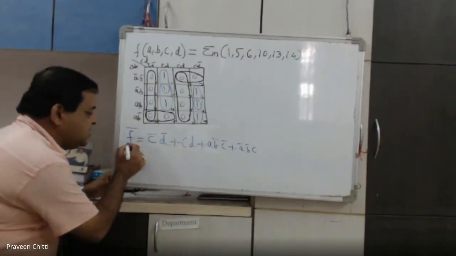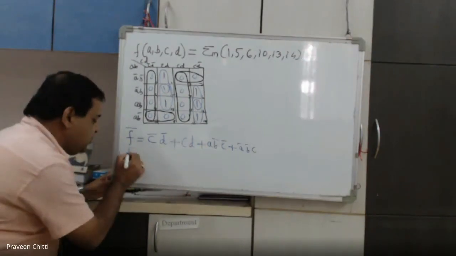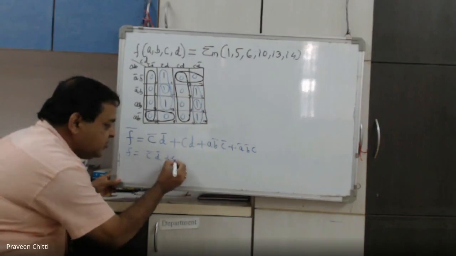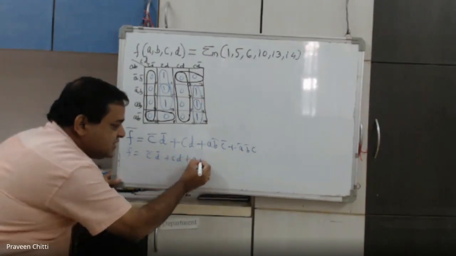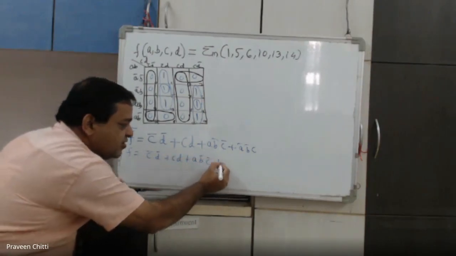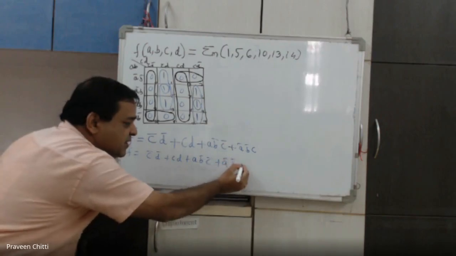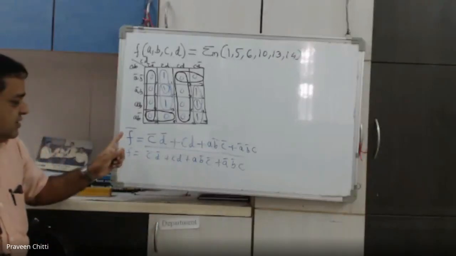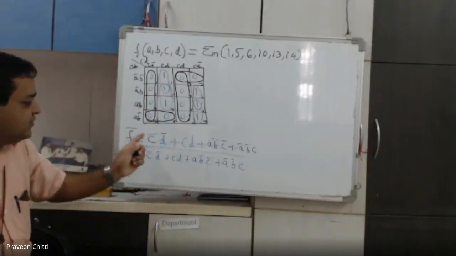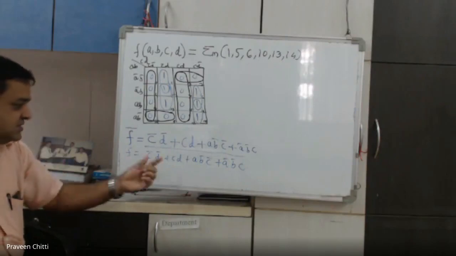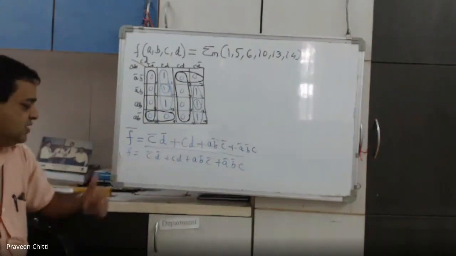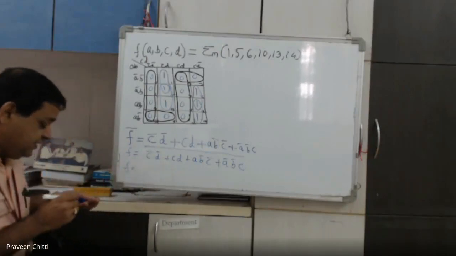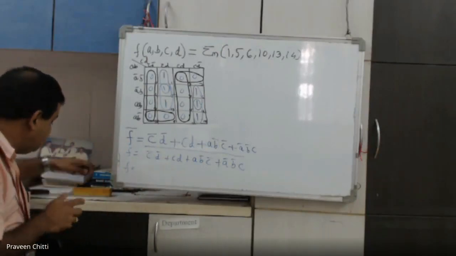So what you do is, F bar equals this: C bar D bar plus CD plus A B bar C bar plus A bar B bar C. Is that clear? F bar equals this. So what is F? You have to take the complement of this. If you take the complement of both sides, you will get F. And now you can easily write the complement of this. For that, you should know what is called De Morgan's theorem.